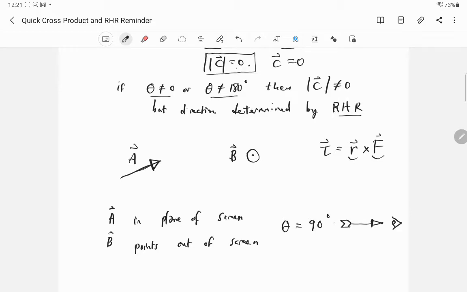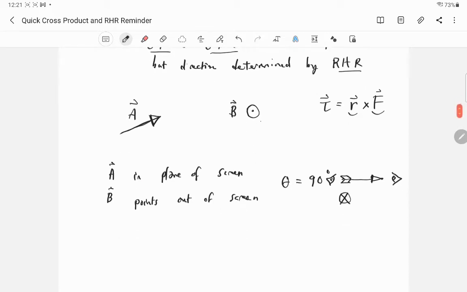And of course, if you look from behind, so here is another person's eyeball, and if they're looking at the back of the arrow, what they're going to see instead is that cross. So this is the sense in which there is a vector that's pointed into the screen. Okay, so this is out of the screen. So A is in the plane, right? And B is out of the screen.